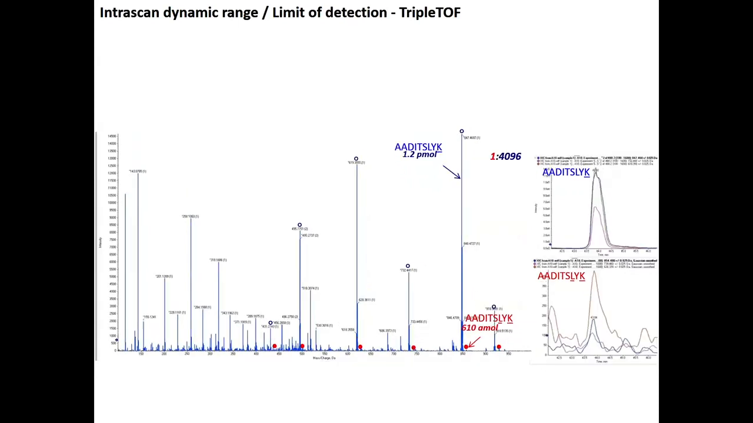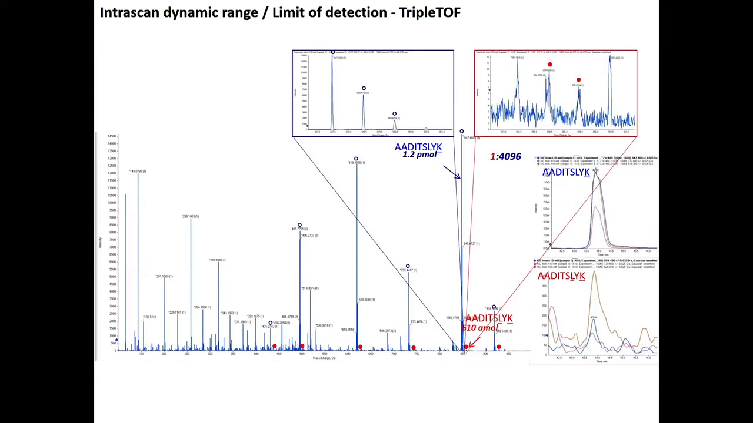1:8 ratio starts to get difficult. At 1:4,000 ratios, of course, you're buried in the noise, but you can still see the monoisotopic peak of the fragments of the red species, etc. The data gets very, very noisy, but you can still quantify, and the data was still linear and quantifiable until that level.